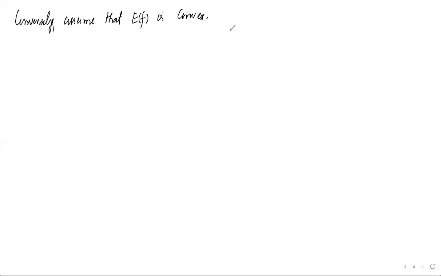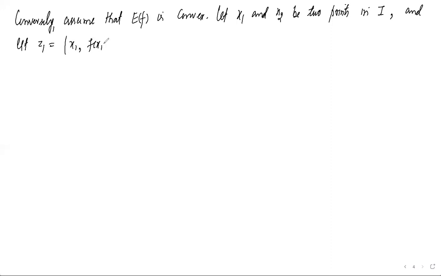Okay, so let's choose 2 points x1 and x2 in the interval I. Let x1 and x2 be 2 points in I. And let z1 be a point defined as x1, f of x1, and choose a point z2 defined as x2, f of x2.